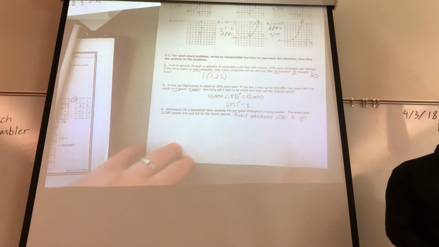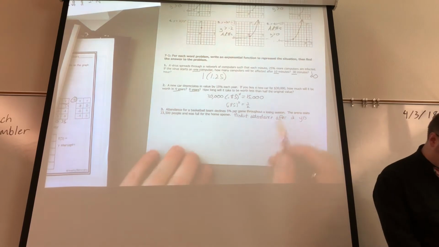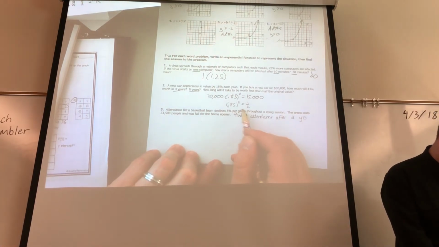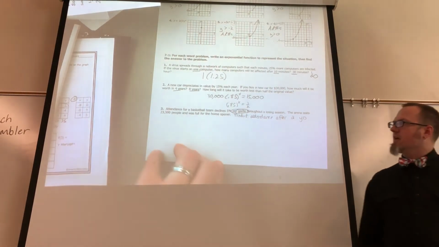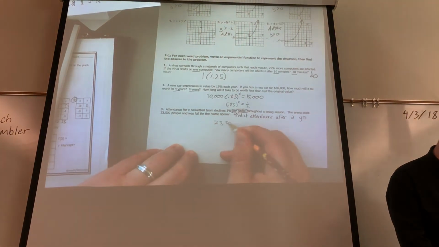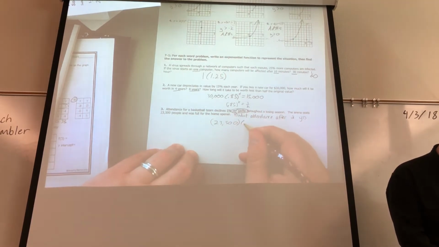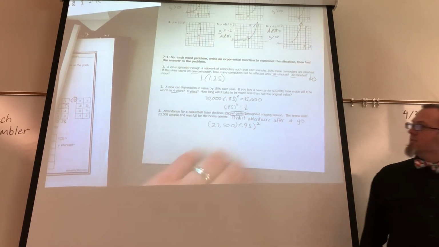Attendance for the basketball. If this was a question on the test, I would pretty much accept anything because it doesn't say, it does say per game, but it doesn't say how many games are in a season. So really on this one, just show your work. 23,500 times 5% losing means we keep 95%, that's 0.95, and then just raise it to the 2nd power.